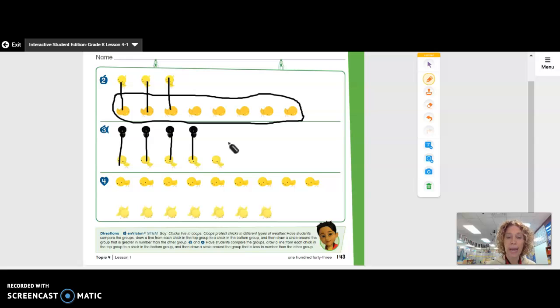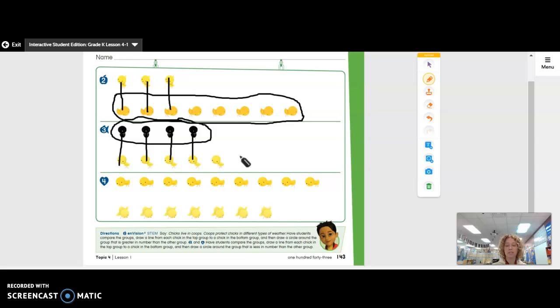Which group does not have leftovers? The black group or the yellow group? The black group doesn't have any leftovers, so that's the one we need to circle. So here I'm circling it. There we go. Because the black has a lesser amount, is less than the group of yellow chicks.